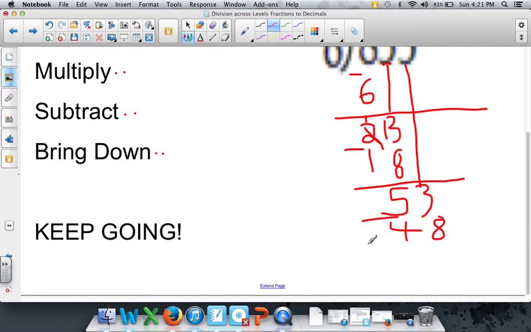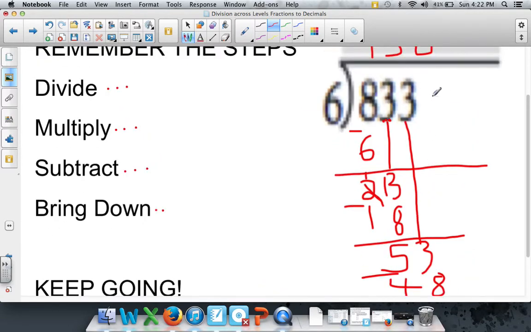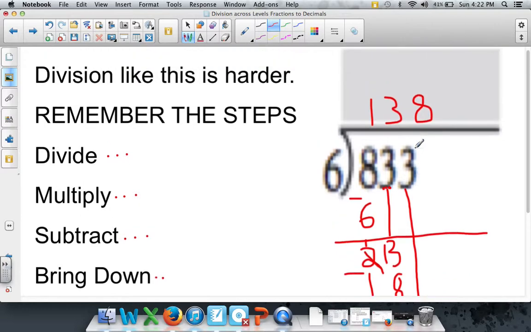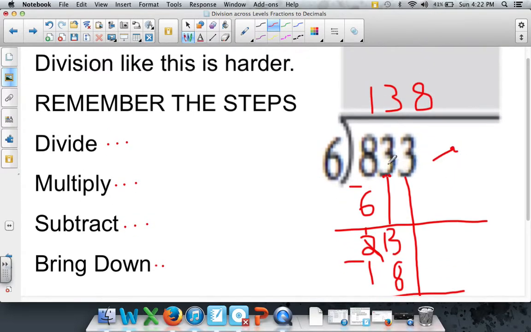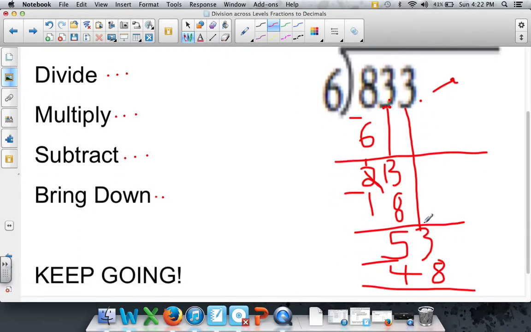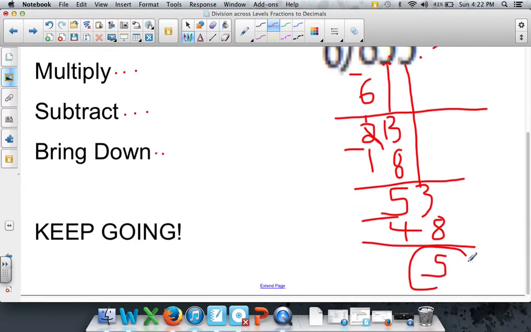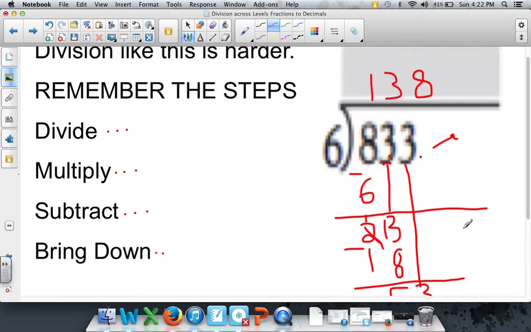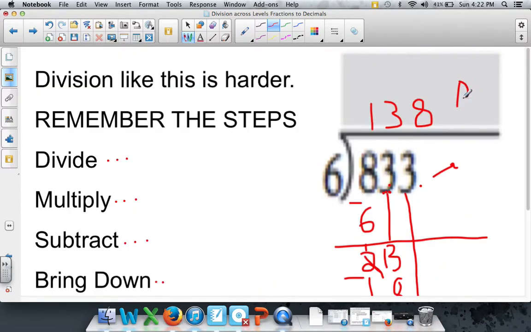And now we got to do some subtraction again. Oh boy, we did multiplication, got to do subtraction. 53 minus 48. Hey, that's 5 again. It is. And now we've got nothing left to bring down. So if you're a 4th grader, all you really have to do, there's nothing left to bring down. We already brought down both the 3's. So since there's nothing left to bring down, that's our remainder. So the answer to this problem is 138 remainder 5.